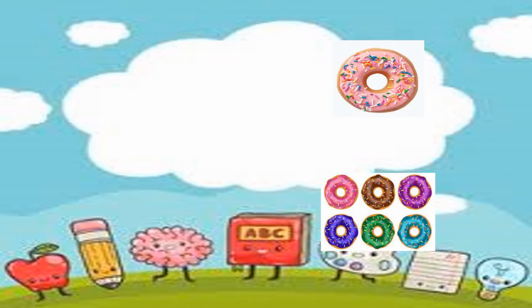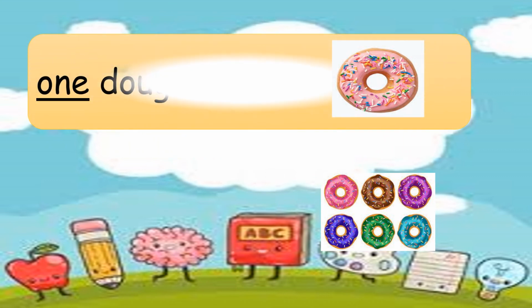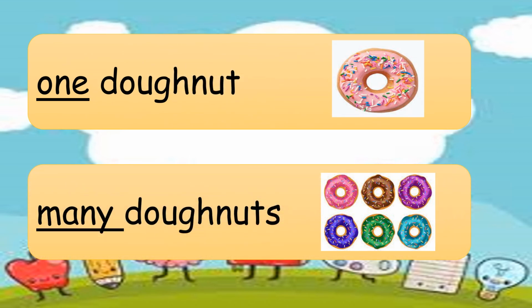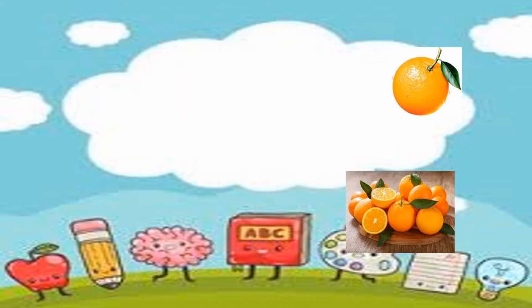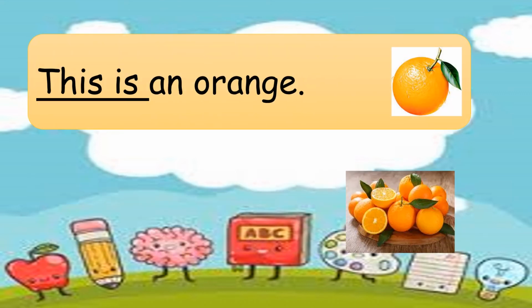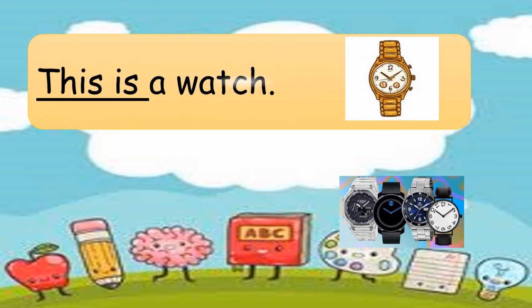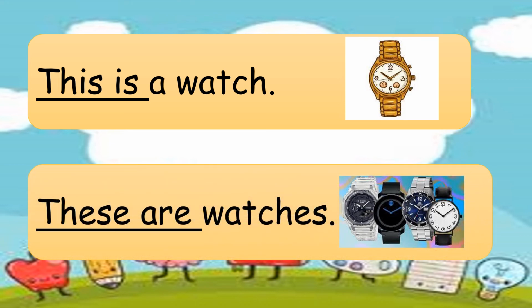Children, try to remember all the rules or ways in forming plural nouns because they will help you in forming smart sentences. Now, let's practice reading the following. 1 donut, that is singular. Many donuts, plural. This is an orange, singular. These are oranges, plural. This is a watch, singular. These are watches, plural, because the plural of watch is watches.